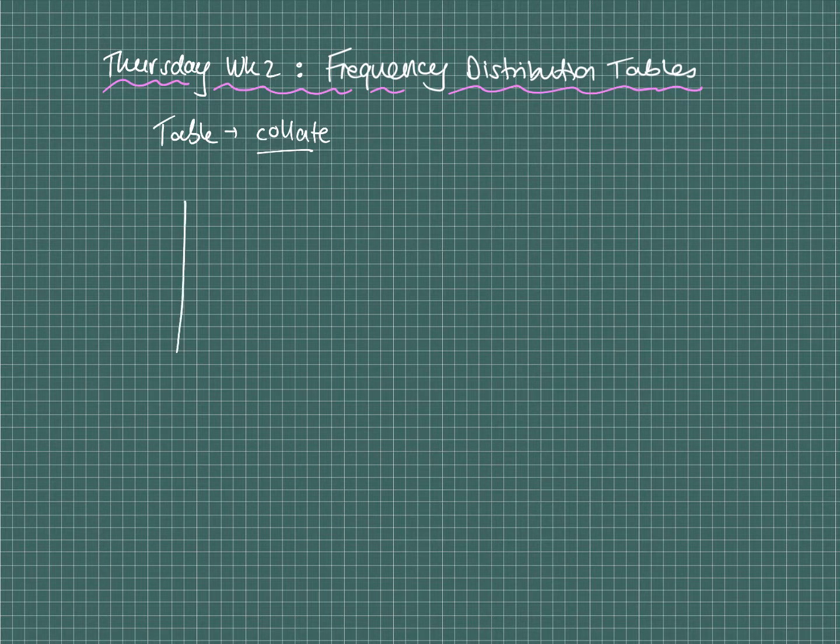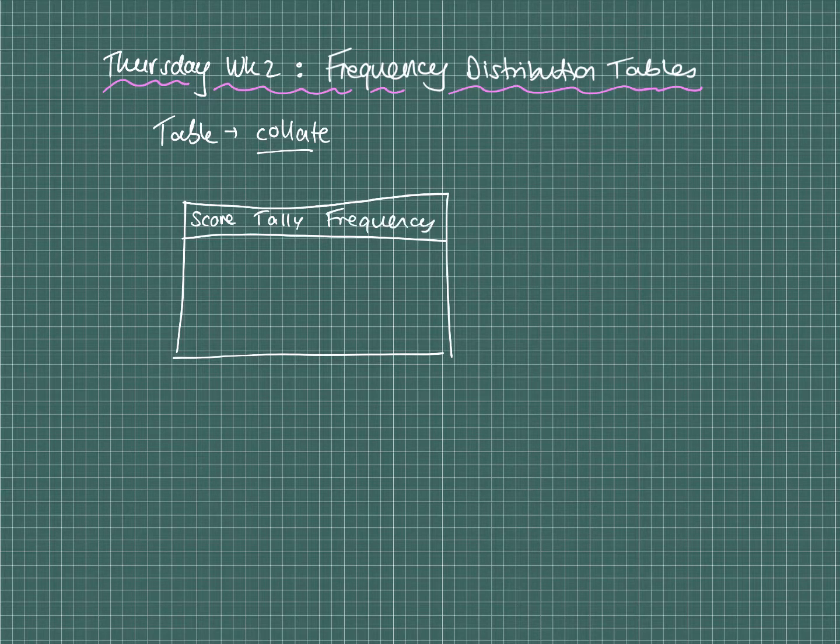So what a frequency distribution table looks like is simply a little table. Now that's not the neatest of tables, I apologize, but we have things like score, we have tally, and then we have what we call frequency. And then later on we'll be expanding on each of those columns. We might have a few extra ones on top of that.